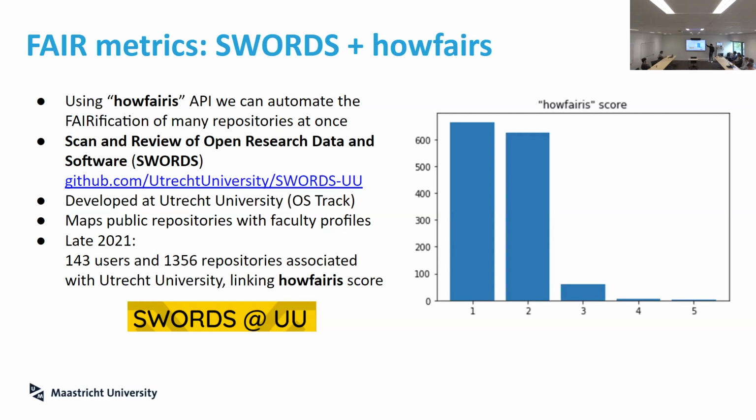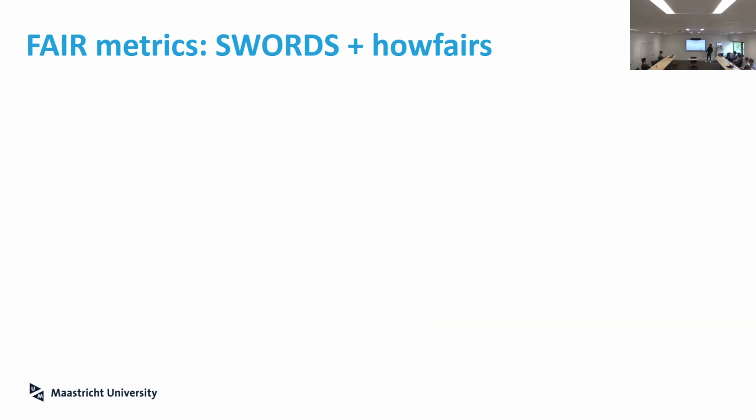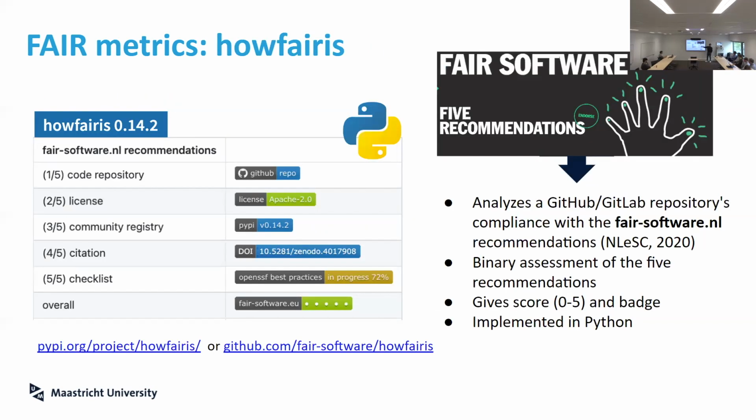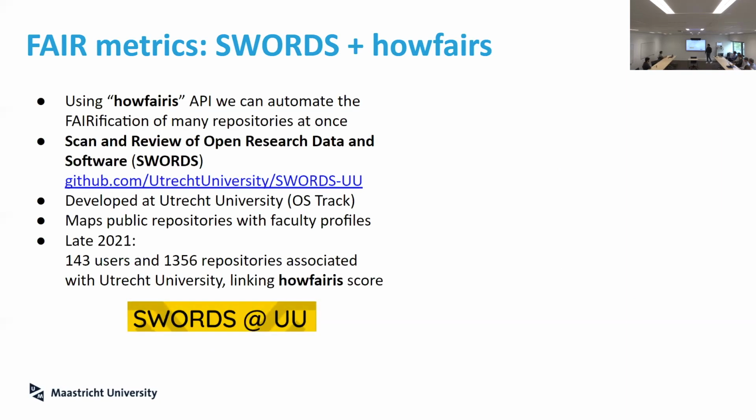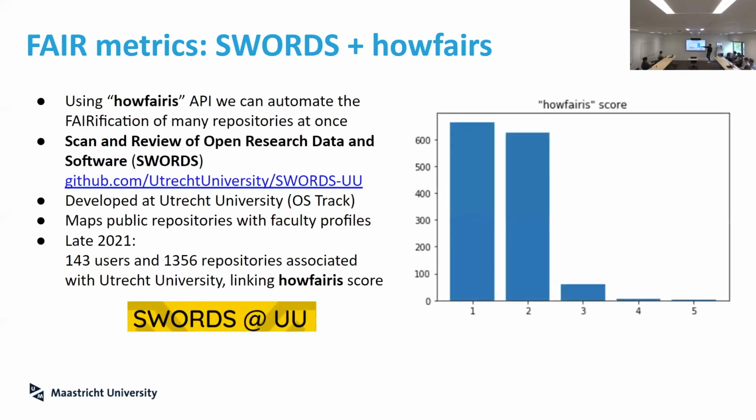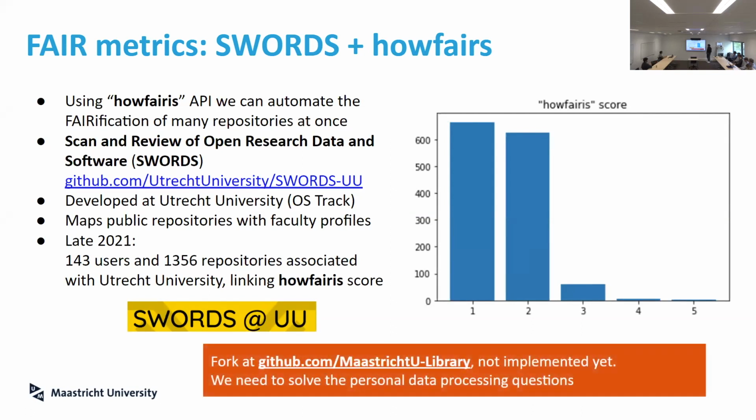Not surprisingly, we can see that in the majority of the cases, they were scoring like 1 or 2 out of the 5 checklist items. Majority of the cases. 142 users, more than 1,000 repositories.